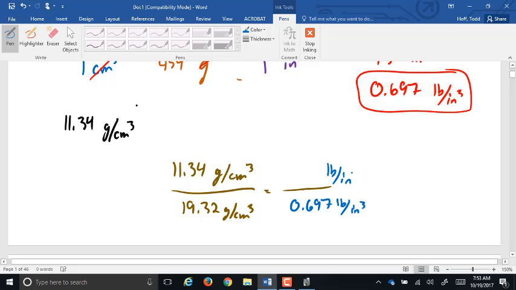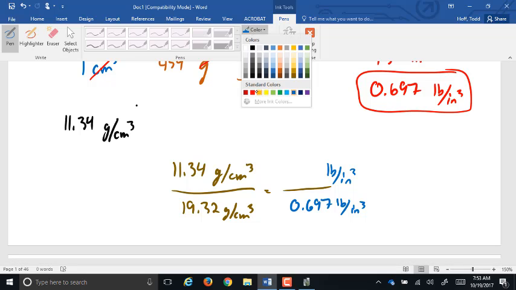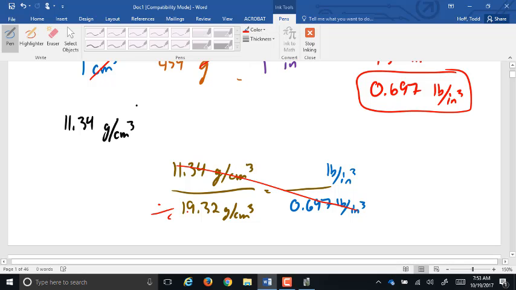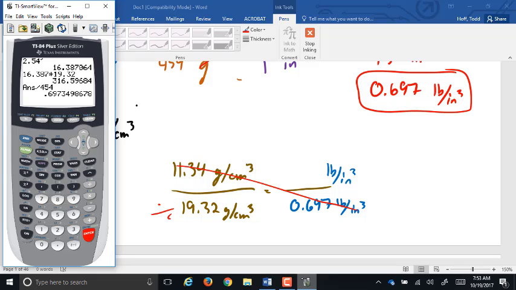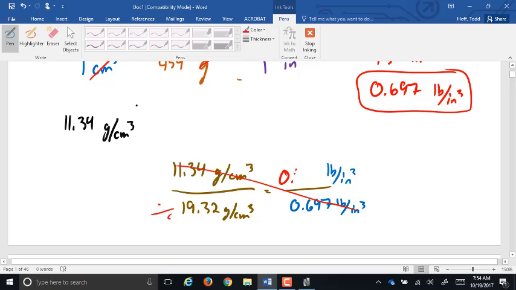So what's that going to mean for our lead? We're just going to cross multiply and divide. So take our 0.697 times 11.34 divided by 19.32, and we get our 0.409 pounds per cubic inch.